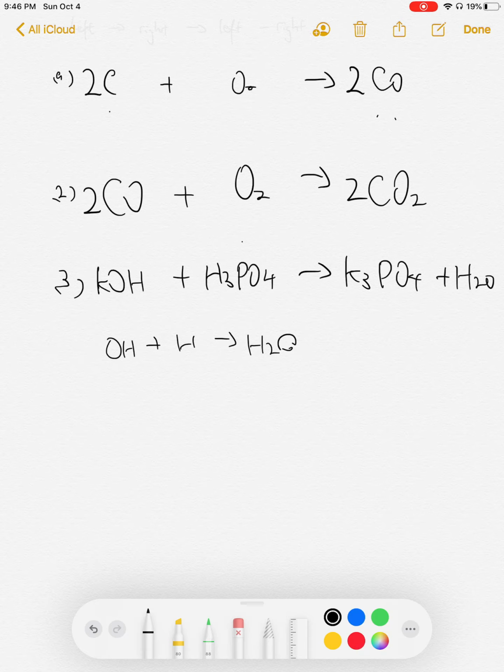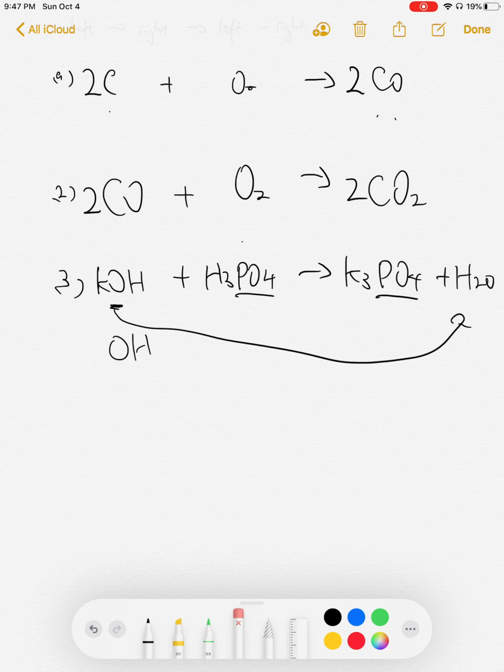I will focus on this, because this is the most important part. If you balance this out, the counterpart will automatically balance out on its own. So let's just focus on the OH and the H for now. How many OH do you have? The PO4 always goes together, so there's no need to be concerned about the O4. We're only concerned about how this O is going to become the O in the H2O.